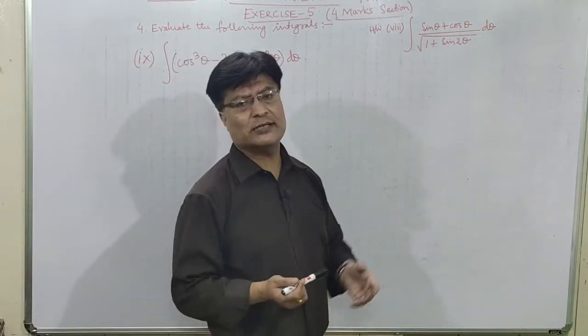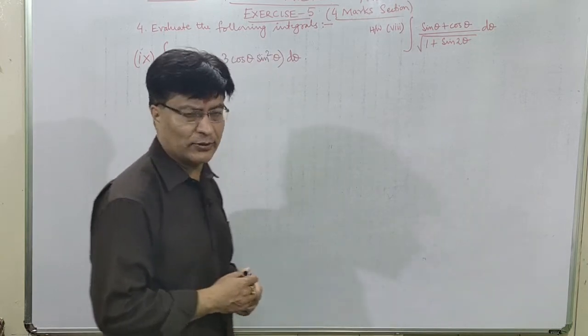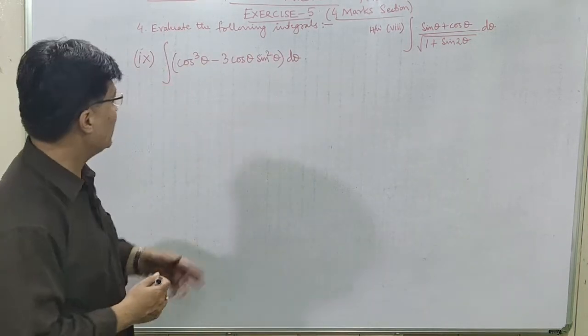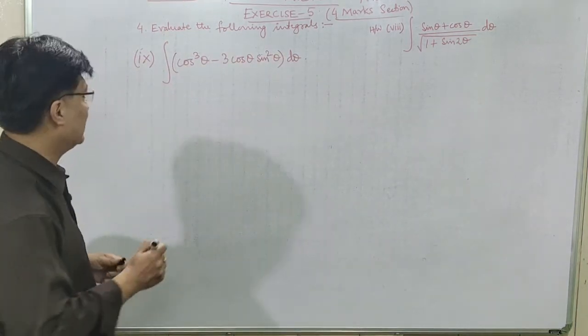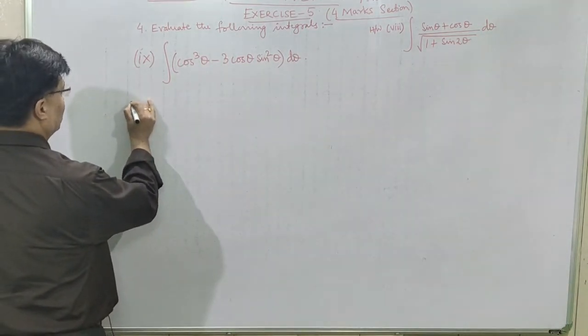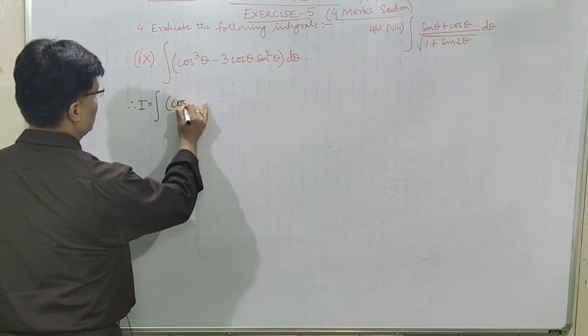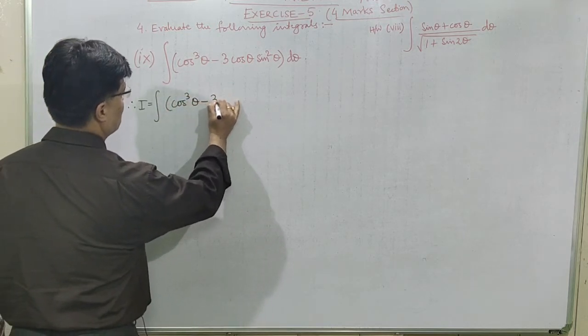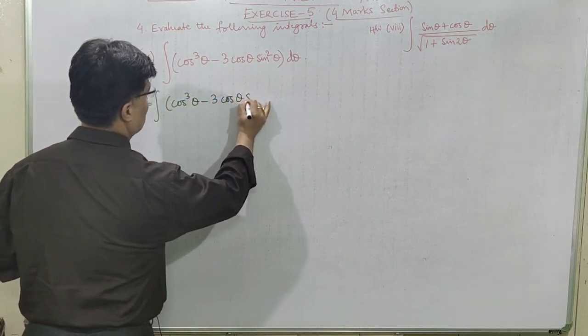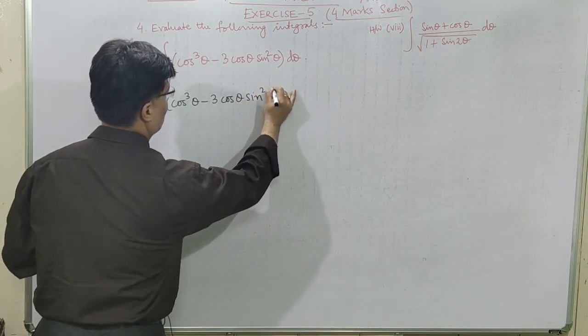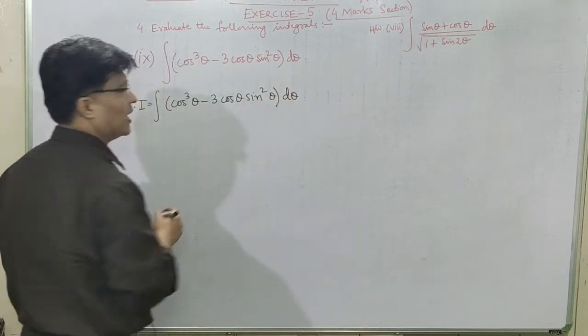So then you can easily simplify it and then you can integrate it. Okay. So that is your homework, question number 8. So let's do question number 9. Let us write here I is equal to integration of within bracket cos cube theta minus 3 cos theta, then sin square theta bracket close d theta.